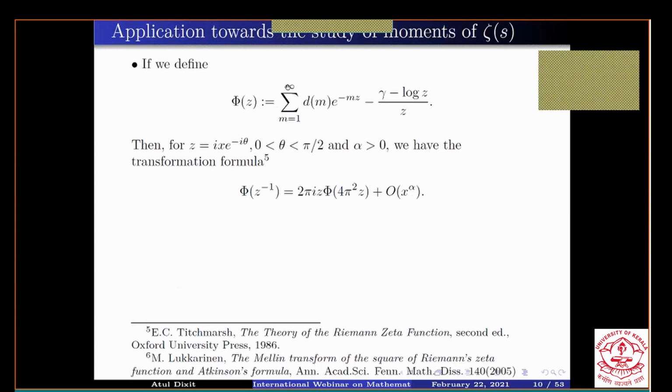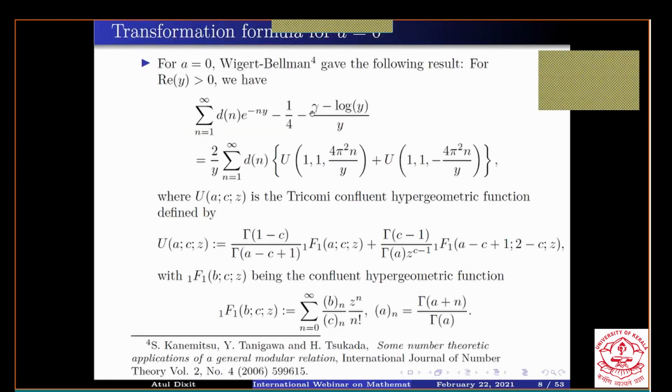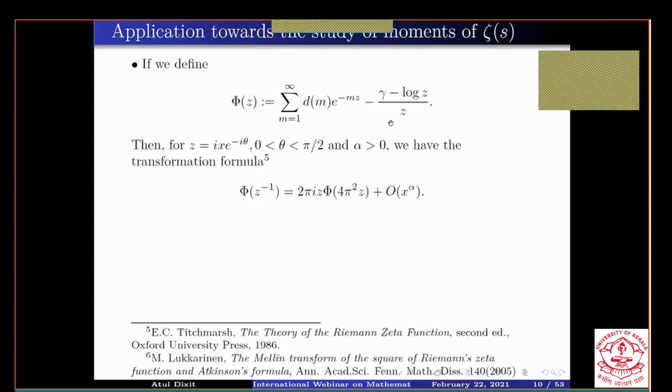So how does the Lambert series connected with d of n, the divisor function, come into this particular study? If I call this phi of z this particular Lambert series minus (gamma minus log z) upon z, gamma being the Euler constant. So you see, this is what it is, right? Here I see this gamma minus log y upon y. So that is what I'm subtracting from here. Let's take this 1/4 on the other side. Okay. So this is my phi of z.